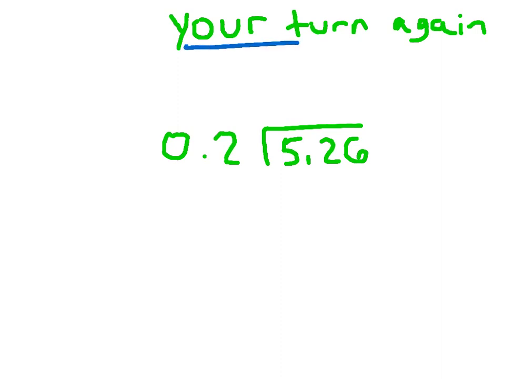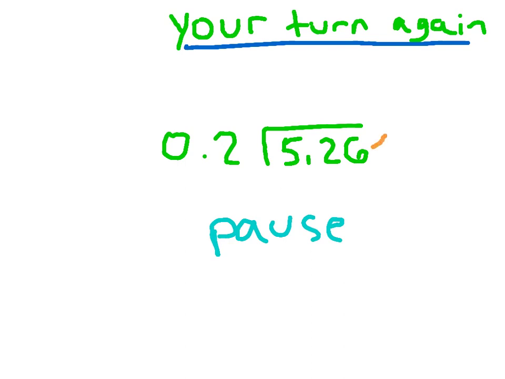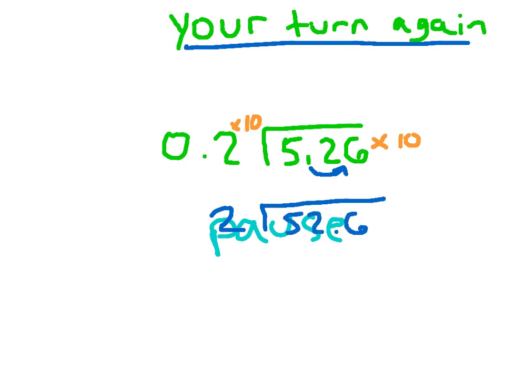So it's your turn again. Please go ahead and hit pause. To solve this again, I'll multiply both of those, what we're dividing and what we're dividing by, by 10. The reason I chose 10 again is because there's only one decimal place here, so it's 10 to the first power. 0.2 times 10 just leaves us with 2 as our divisor, and we'll move the decimal place 1 over to get 52.6 there.